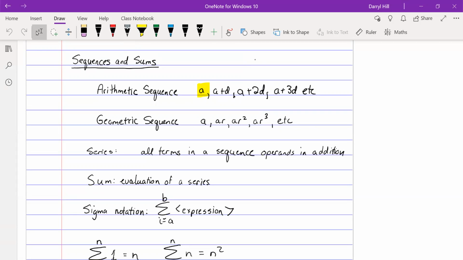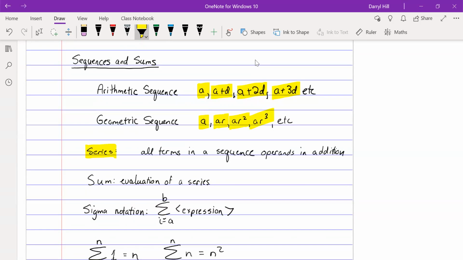All right. So an arithmetic sequence: A is the starting term and D is the common difference. So the sequence goes A, then A plus D, A plus 2D, A plus 3D. Each term in the sequence differs by some constant. A geometric sequence means each term in the sequence differs by a factor. So A again is the starting term, and then R is the common ratio. So A times R, and then AR squared, AR cubed, etc.